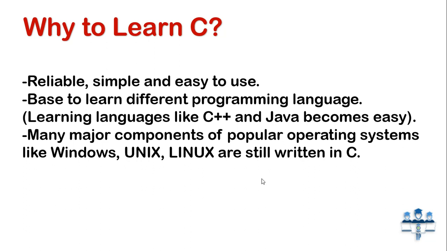And the next one: major components of popular operating systems like Windows, Unix, and Linux are still written in C. Not the operating system itself, but inside it we have some pre-installed applications, pre-installed software components. Those components are still written in C. Up to the present time they haven't stopped writing some programs, some software, some applications in C. They continue this trend from the past.